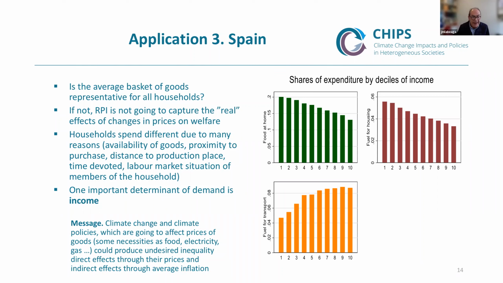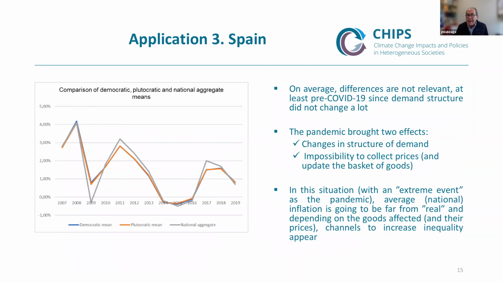So the message here is that climate change policies, which are going to affect prices of goods, some of them necessities such as food, electricity, gas, could produce undesired inequality effects, direct effects through the increase in prices, but also indirect effects through average inflation. If we look at the average, we can see that there are no important differences. So the retail price index and the price index computed with the household budget surveys on average don't differ, at least when the demand pattern of the household is not changing a lot.